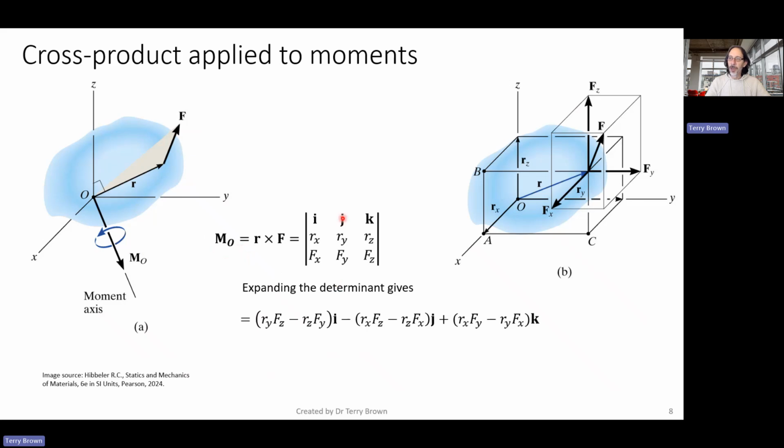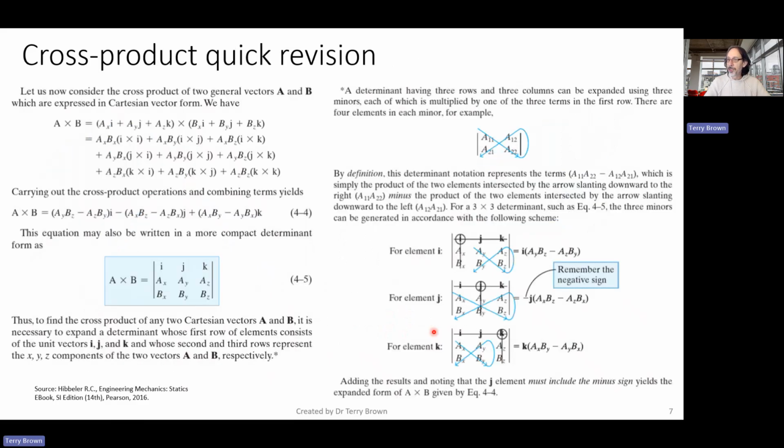And we can calculate that moment by finding the determinant. Okay, and expanding this determinant gives this equation, right? So we just need to remember that we've got a negative out the front of the J when we calculate the term out the front of the J unit vector. Okay, so we just do that multiplication.